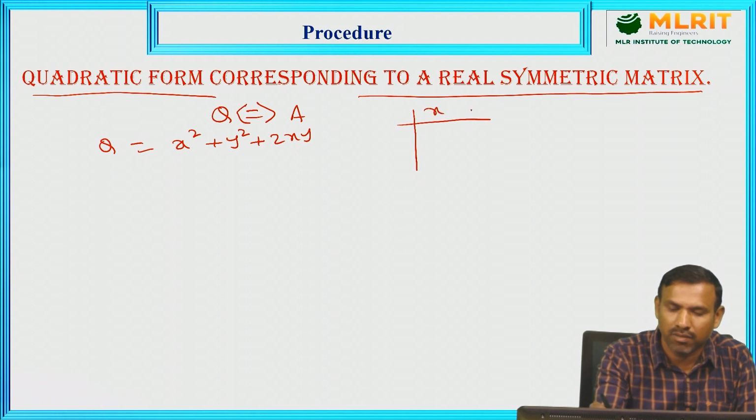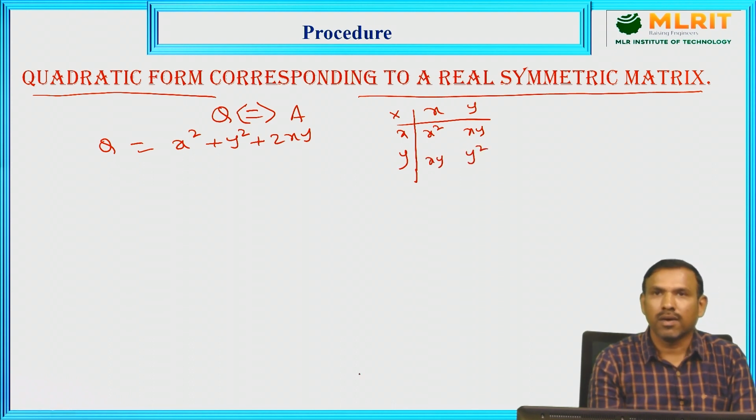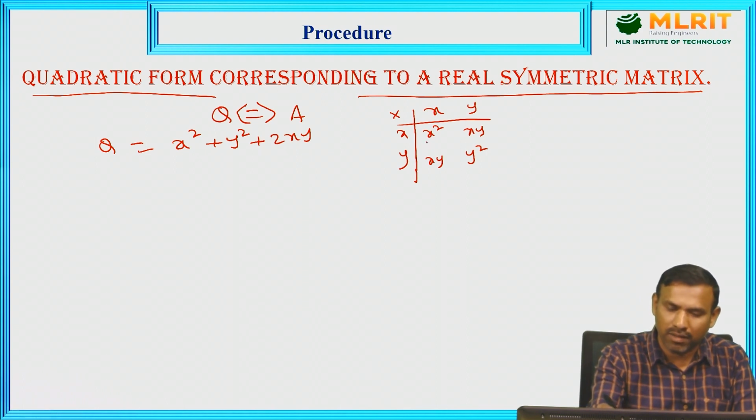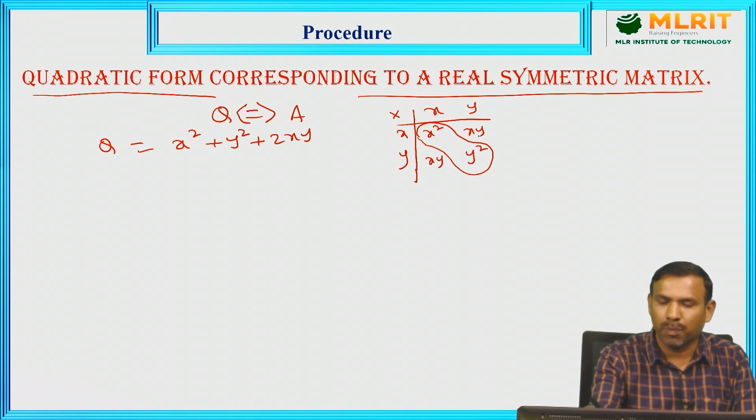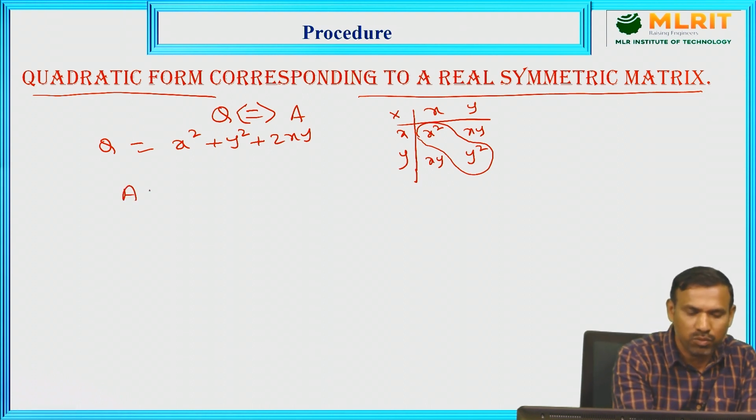Let us take x and y. Now it is a multiplication: x into x, corresponding element x square, x into y, xy, and y into x, xy, again y into y, y square. Right, here the square terms are along the diagonal, remember, and the product terms are in the other places. Now the symmetric matrix related to that.